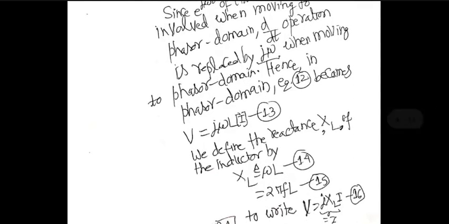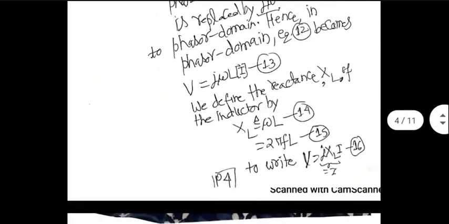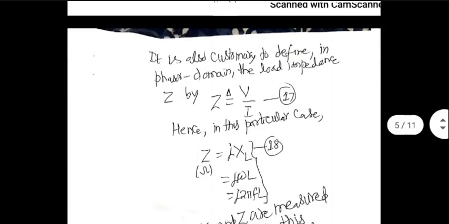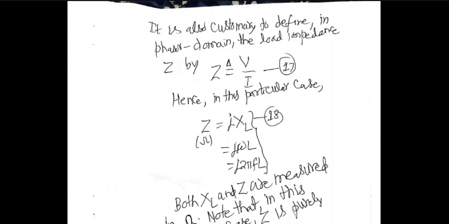As usual, we define omega L as the reactance of the inductor, which is 2 pi fL. So V is simply jXL into I. And we define V upon I as the impedance of the circuit. The unit, of course, is ohm. And in general, impedance is a complex number. So the formula for impedance in this case is V upon I, which is equal to simply jXL, which is j omega L and j 2 pi fL and so on. You know all this.